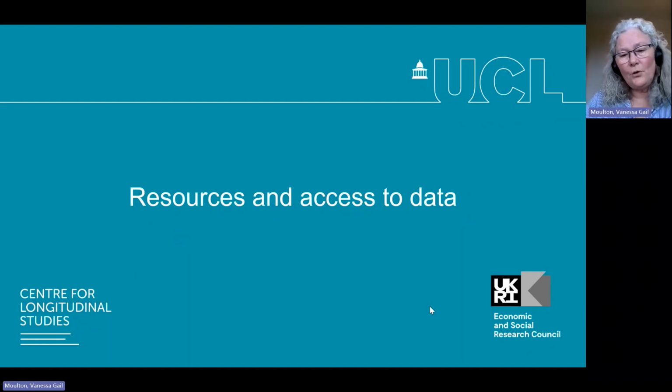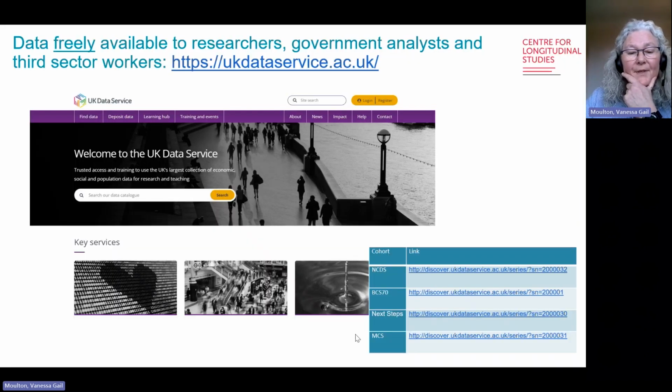Before I hand over to George, I'm just going to give you an overview of a few resources and where to access the data. So most data is available via the UK data service.ac.uk. It's free to download for students, academics, government analysts and the third sector. Each of the studies has a serial number as shown in the bottom right hand corner here, and this will take you straight to the study and the data sets within each study, which are usefully grouped, I think.